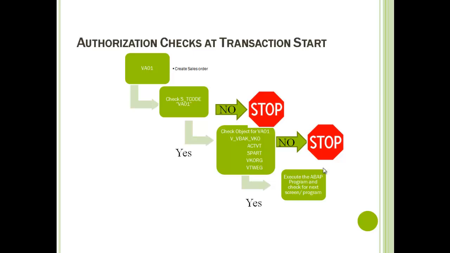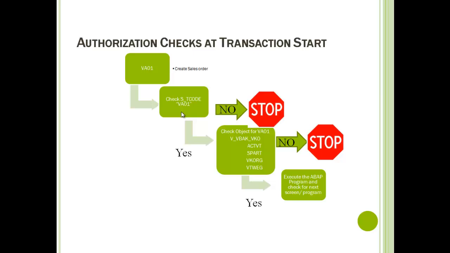Let's assume that the user is trying to create a sales order. Then the user will execute the transaction code VA01. The first thing it will do is check whether the user has authorization to run VA01. How does it check? By authorization object. The transaction code VA01 is assigned to the user using the authorization object S_TCODE, which we have seen. First it will check whether the authorization object S_TCODE is available for this user in the user buffer.